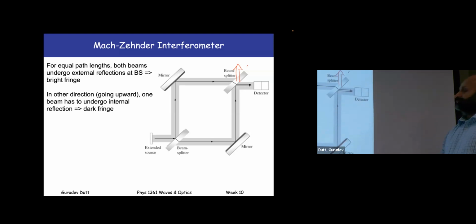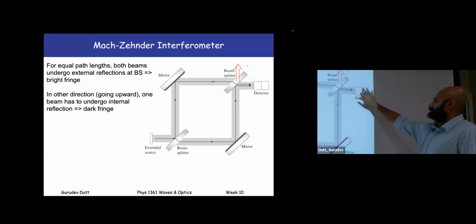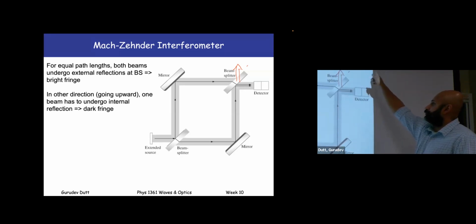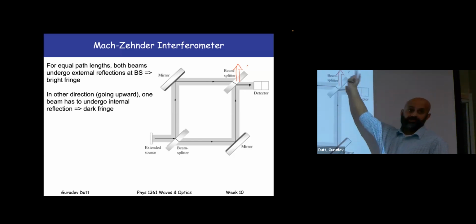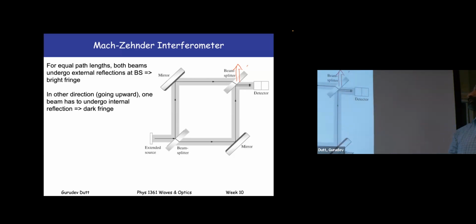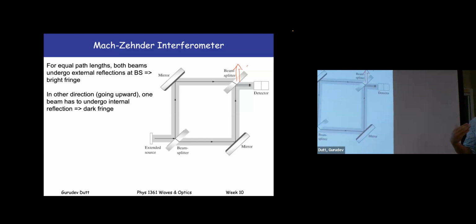I'm not stepping through all the details. But in the other direction, going upward, one of the beams has to undergo an internal reflection at the beam splitter, so you get destructive interference over there. So for example, if there's bright here, there'll be a dark here, bright, dark, bright, dark. And so that's very nice as a contrast. It helps you to get rid of what we call common mode noise in the beam splitter paths, and that helps you to then only figure out what the phase changes are between the two beam paths.